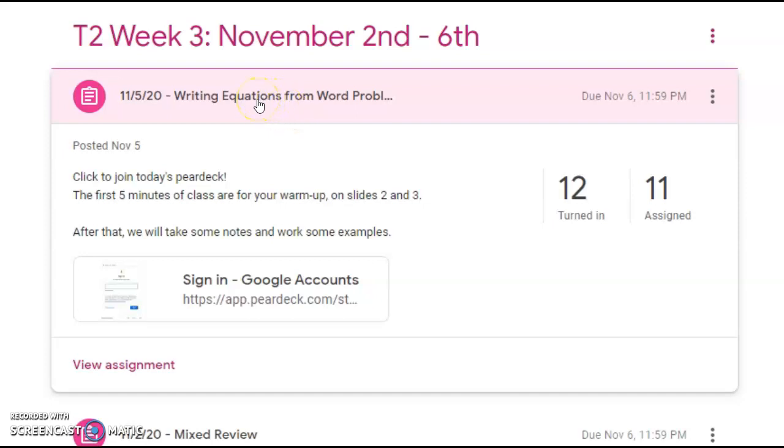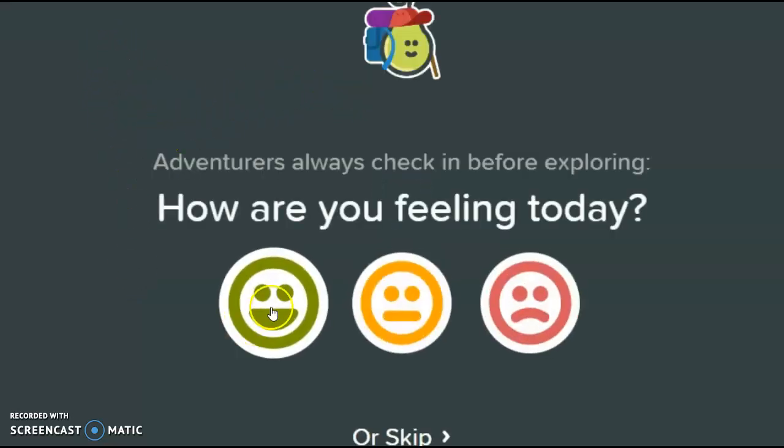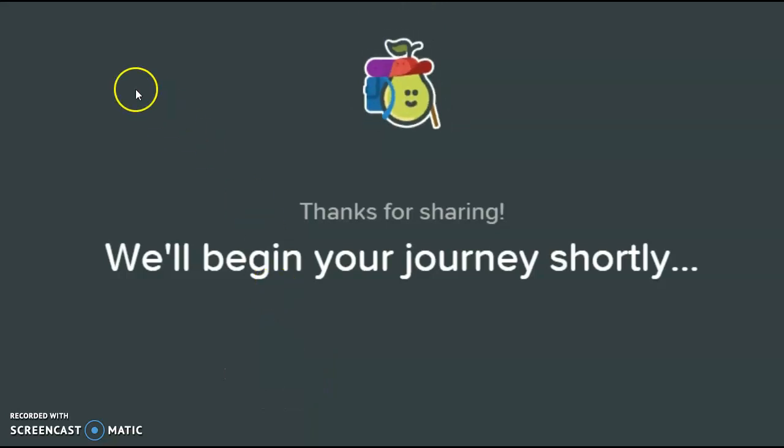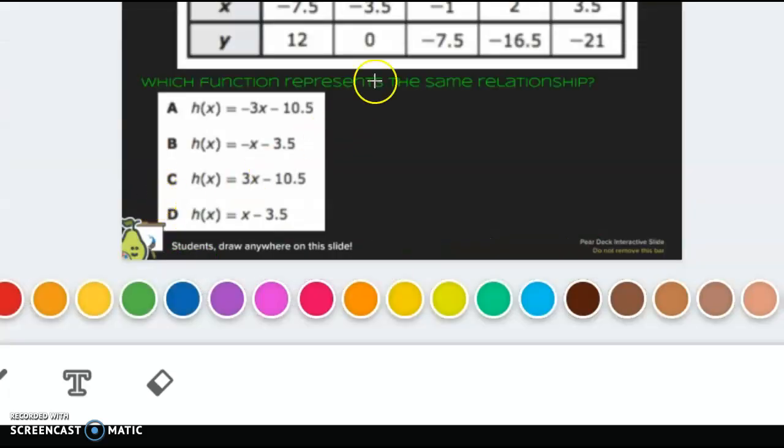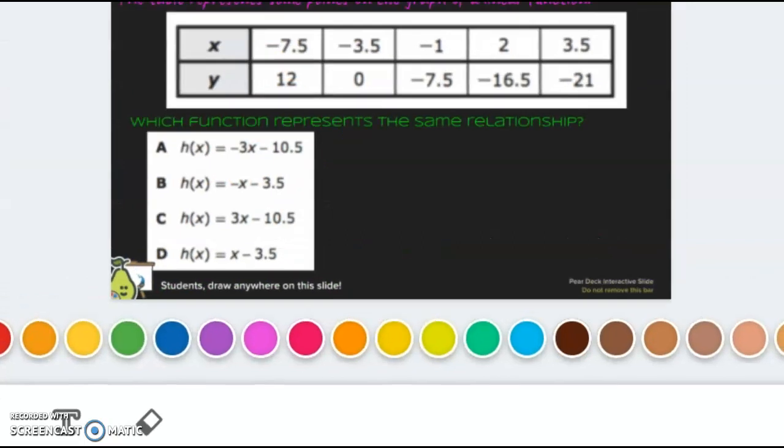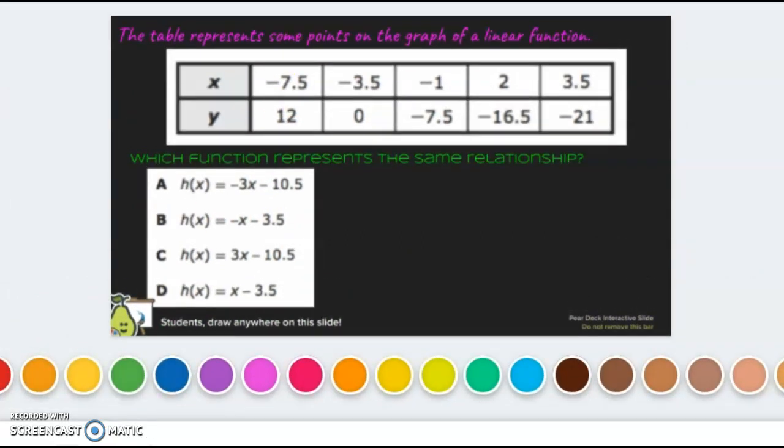Hi guys, today in class we worked on writing equations from word problems and tables. So if you go to T2 week 3 and you click on 11.5, okay, it opens up and there's a Pear Deck to click and join. Okay, it takes you here. Since it is in student paced mode, you can work on slides 2 and 3.